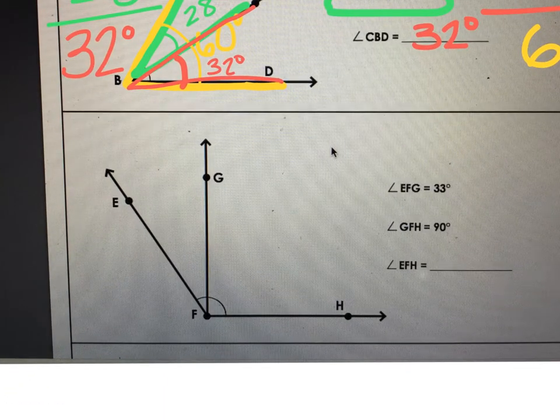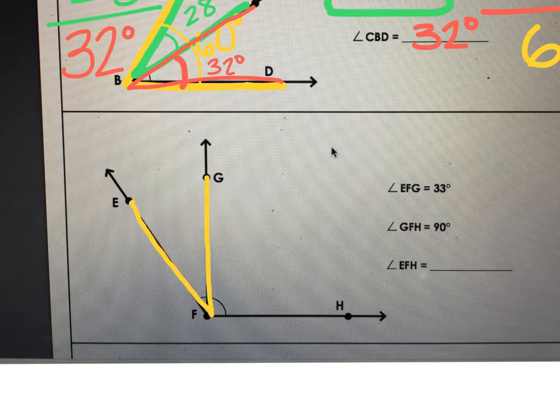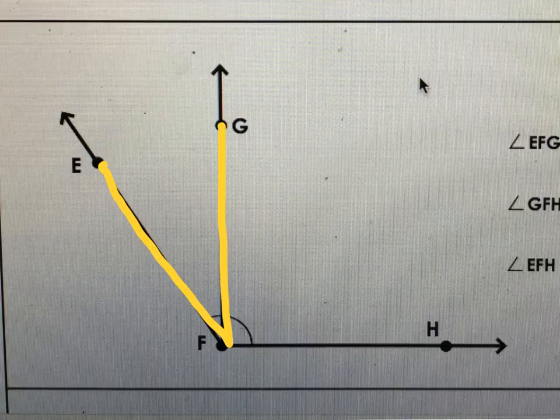All right, here we go. We've got some different points now. We have E, F, G, H. All right, so I want to look over at the right at the information that I know. So I know that angle EFG is 33 degrees.